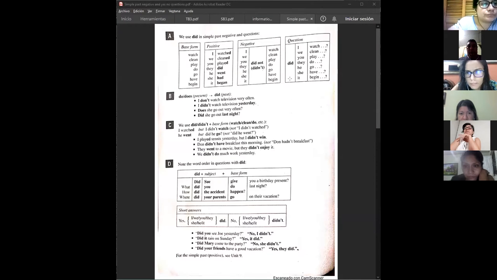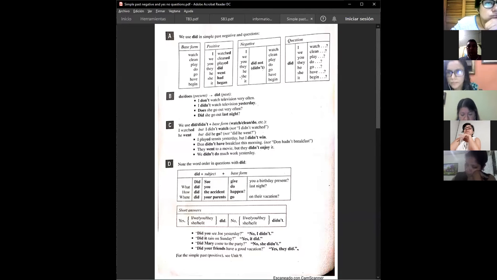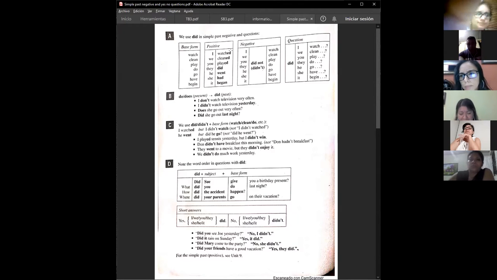Basically, what you have is this sheet. Okay, that's simple past. We have more explanation about what I gave you before. We have the base form of the verb, which is watch, clean, play, do, go, have, and begin. The positive we use is in affirmative sentences. We add ed to the verb because it's in past. For regular verbs, we add ed at the end because it's in past. And we use the correct form of the verb when it's irregular.